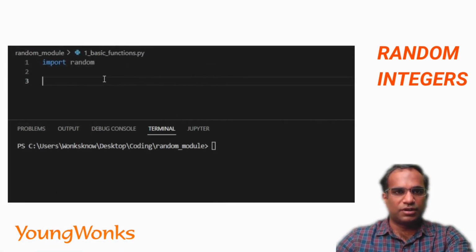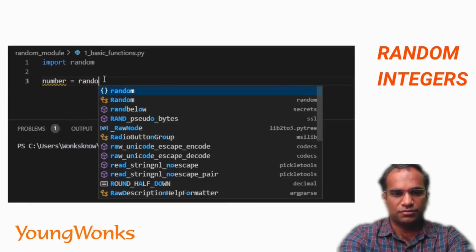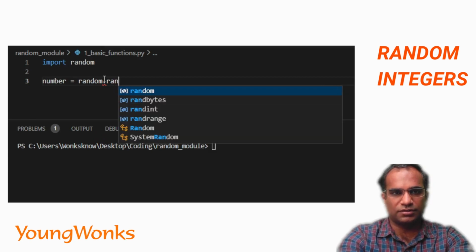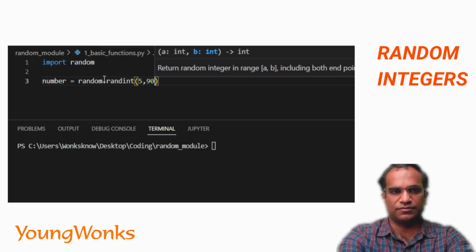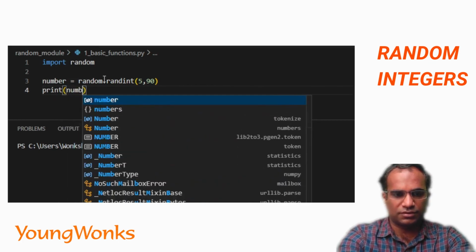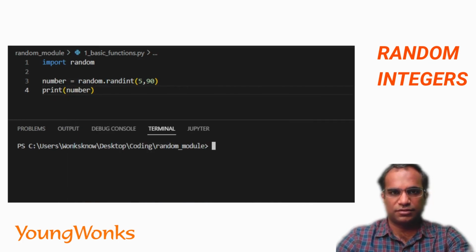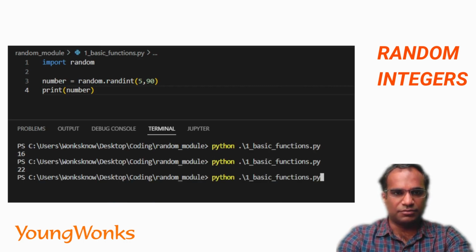Now we already imported random, so all I'm going to do is say number is equal to random.randint, and I will say any numbers, 5, 90. I will print this number to observe the result, and let's take a look. It gives me 16, and every time I run it, it's going to give me a different number.